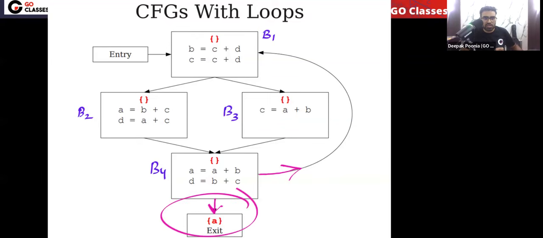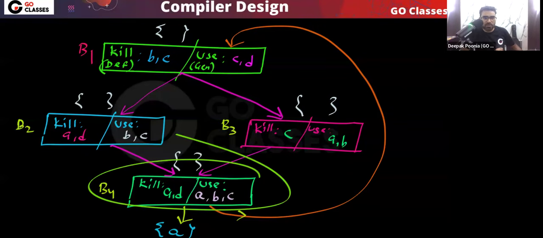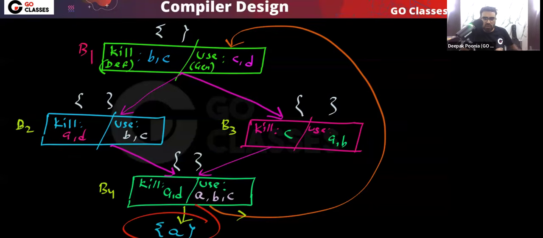On this outgoing edge, you can notice that variable A is alive. Tell me, on this other outgoing edge, which variables are alive? That is initially phi. Yes or no? I already told you that initially, for every basic block, we assume the in of every basic block is phi. When you have a CFG with a loop, then we initialize the in of every basic block with phi. This is what we do. So from this basic block B4 point of view, on one outgoing edge, variable A is alive. On the other outgoing edge, no variable is alive.